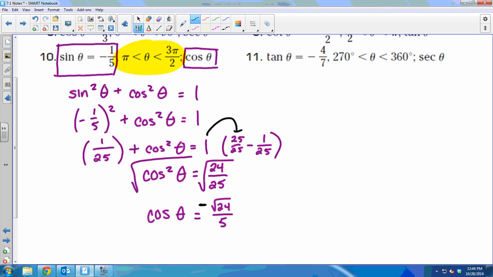When you start using square roots, you're going to have positives or negatives. It's going to matter. Okay, we'll make that negative. Yes. We'll make it negative, because it's in the third quadrant. Cosine is negative in the third quadrant. Right? Everything's negative in the third quadrant. Sine and cosine.